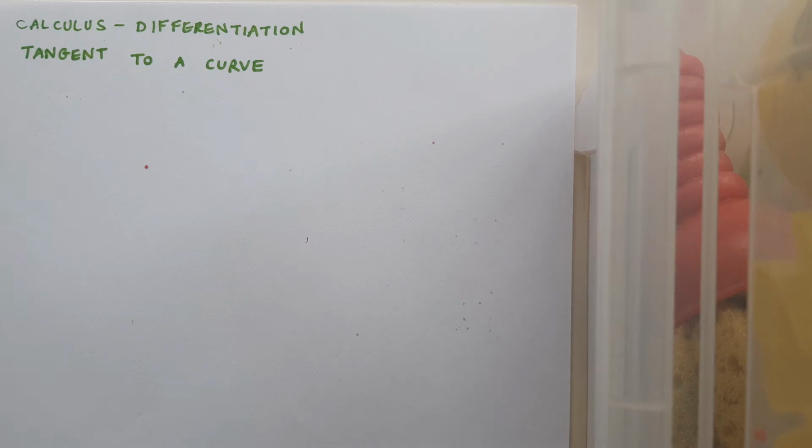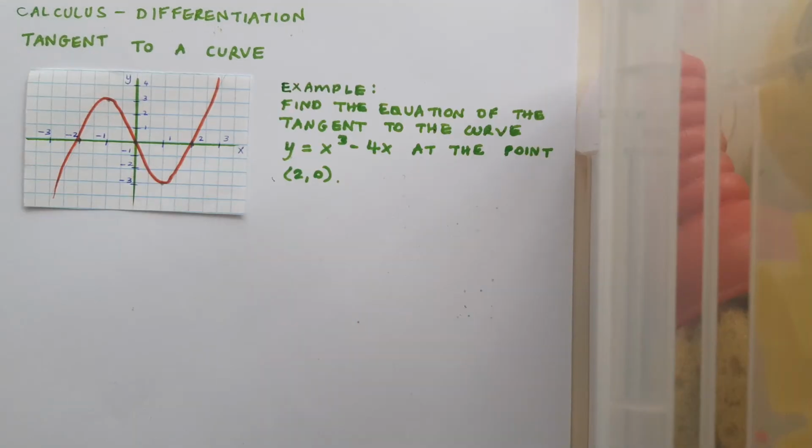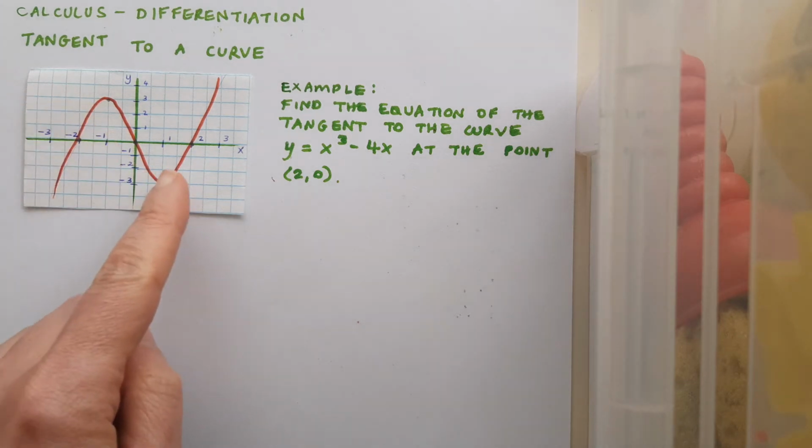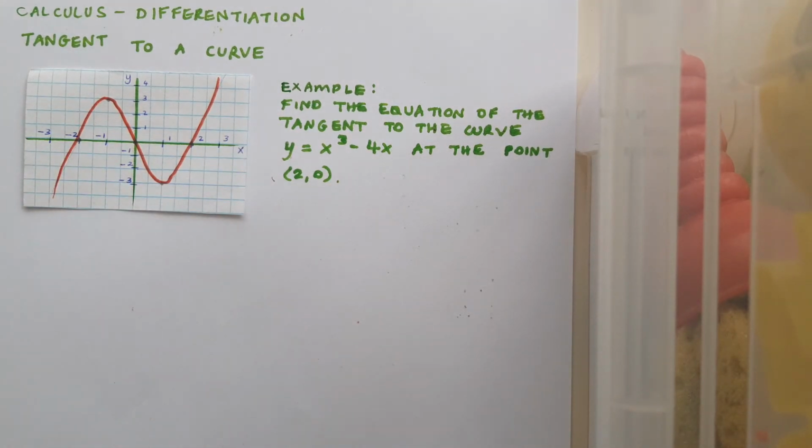This video is about calculus and differentiation, and particularly about the tangent to a curve. So let's take this example. Here I have the sketch of a cubic curve, and the question says find the equation of the tangent to this curve, and the curve is y equals x cubed minus 4x at the point 2, 0. So now what do they actually mean by this?